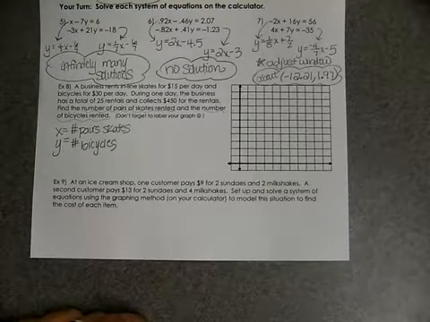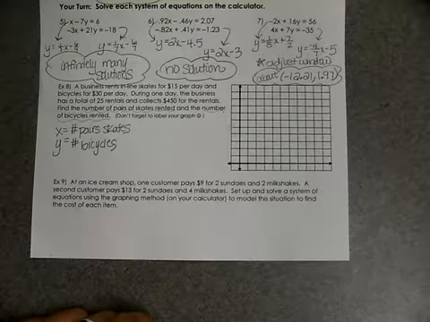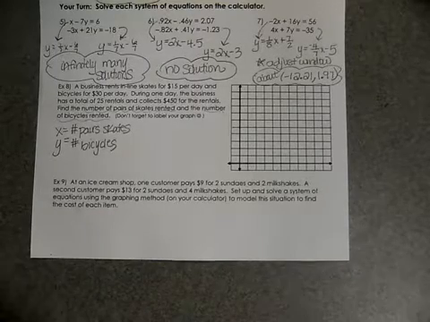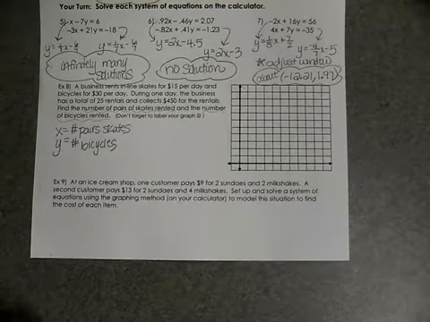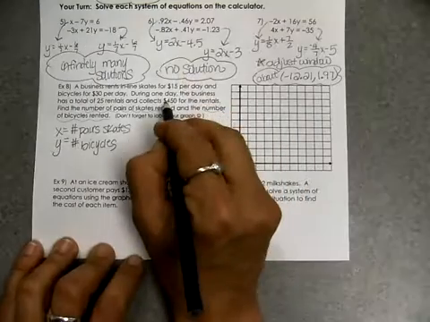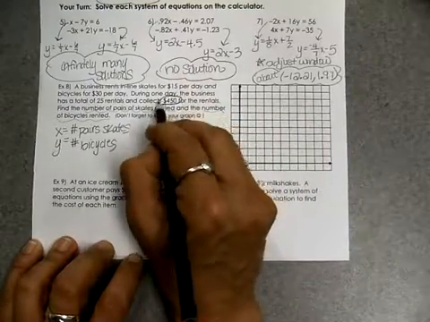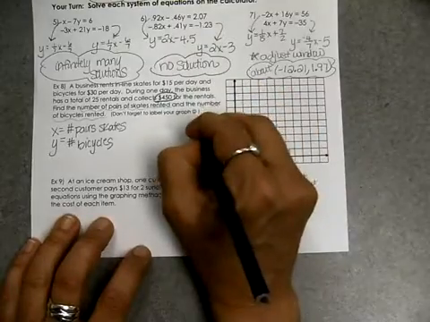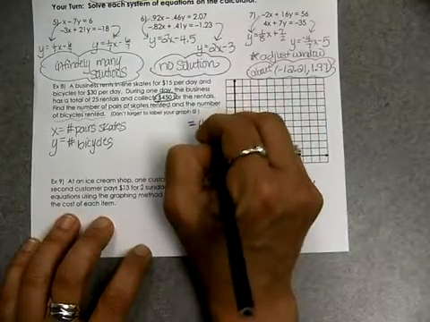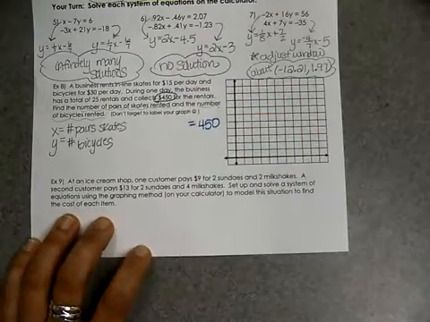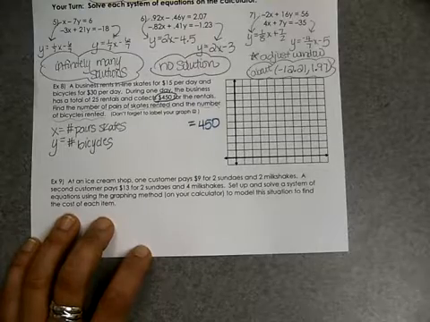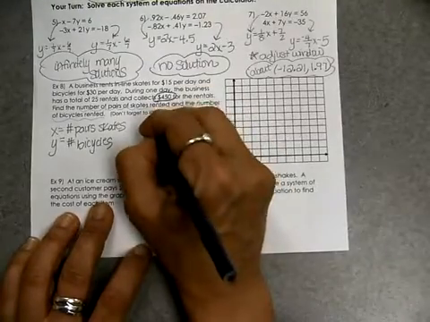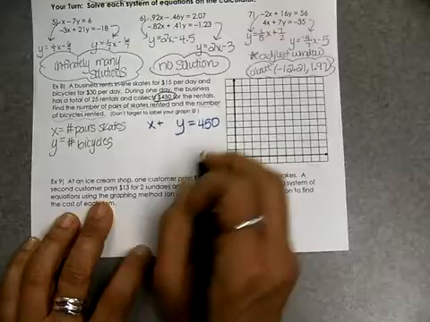Oftentimes, it's helpful in systems, you guys, to look for a grand total. Do you see a number that represents a total? Well, one number I see that's a total is $450. So that is going to be our money equation. That's our grand total.